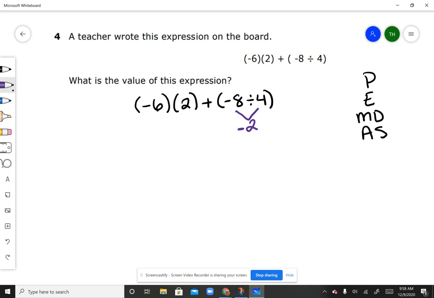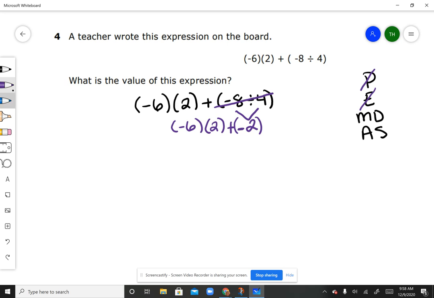Next, I'm going to bring down the rest of my expression just like it shows. I can mark this part out because I've already used it. -6 times 2 plus -2. I'm going to put that in parentheses just so it's easier to look at. Okay, so I don't have any more parentheses. I don't have any exponents. So now I need to multiply or divide from left to right.